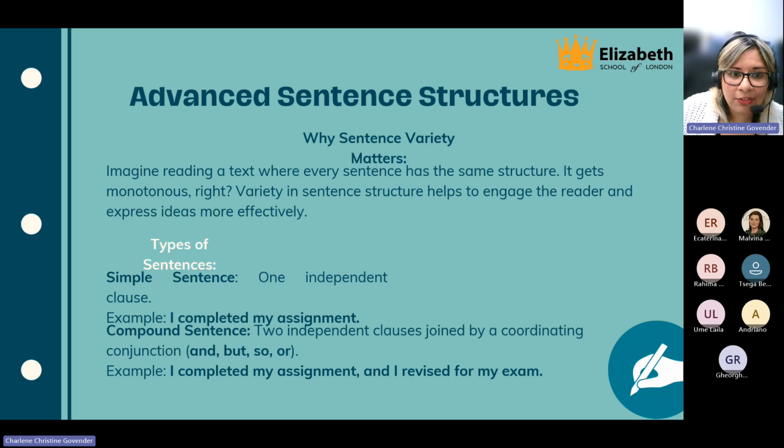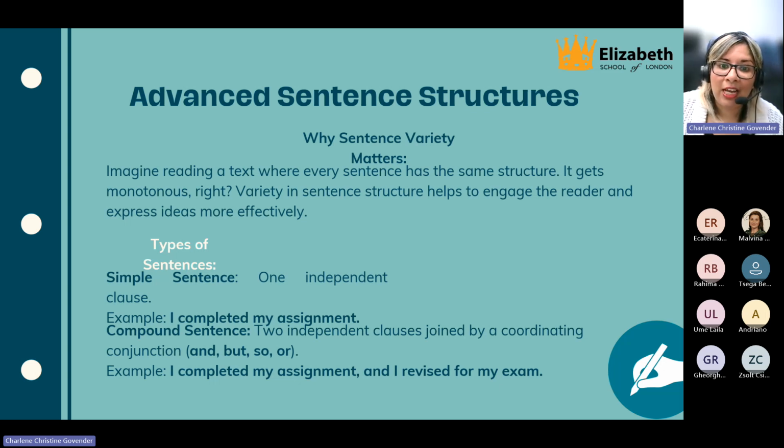Okay. So imagine reading a type of text where every sentence has the same structure. It gets monotonous, as in, it sounds the same. Variety in sentence structure helps engage the reader and express ideas more effectively. So when you are writing, you want to use a mixture of simple, complex, and compound sentences, because the person reading your writing wants to get a full understanding and see that you are fully capable of writing about your focus subject.